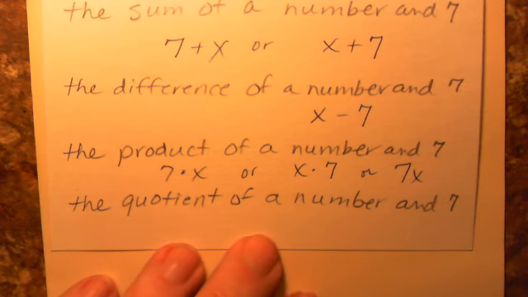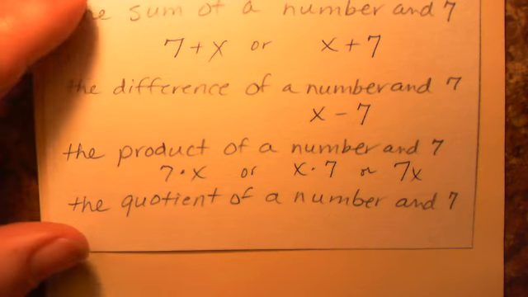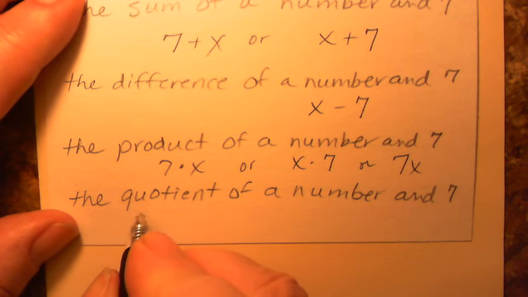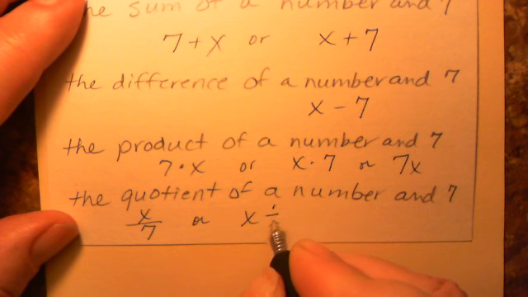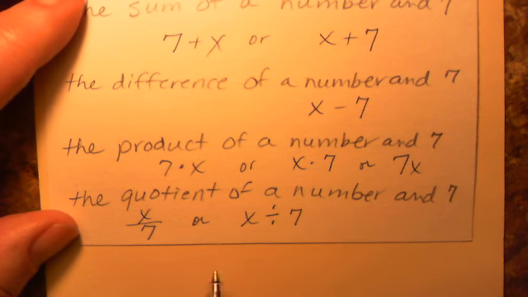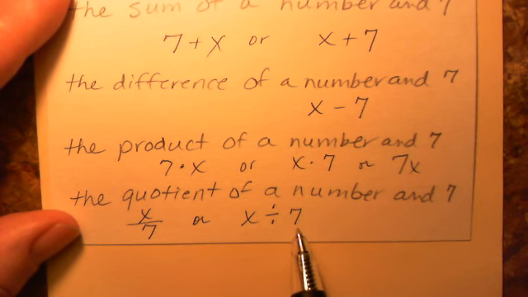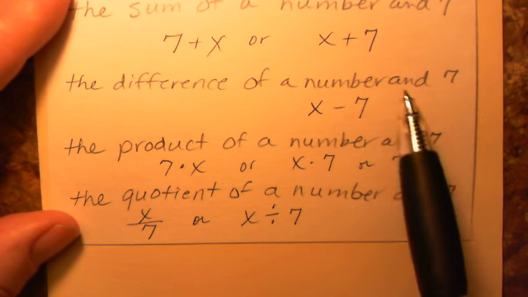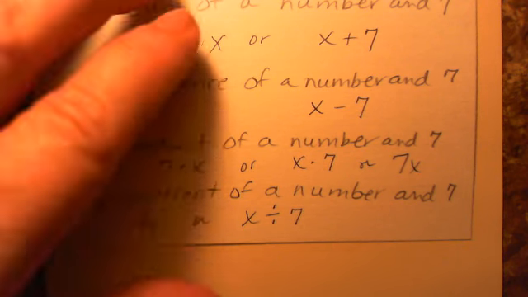Okay, the quotient of a number and 7. The quotient of indicates divide, and there are several ways that we can show division. We could show x divided by 7 this way, or we could show x divided by 7 this way. And remember, order is important in subtraction and in division. Any order is okay for addition and multiplication, but not for subtraction and division, so you have to get the order correct.